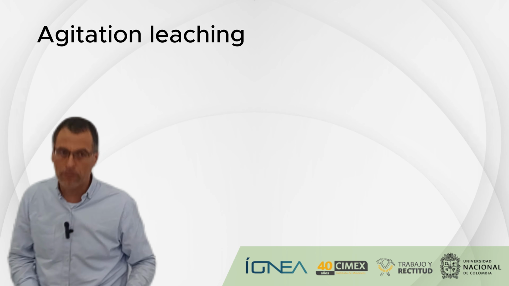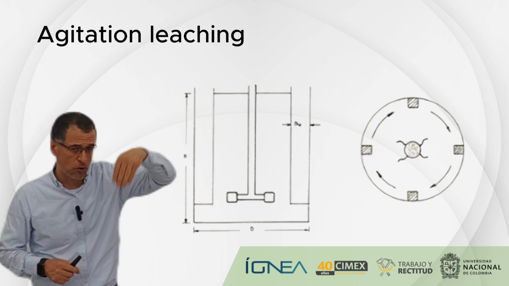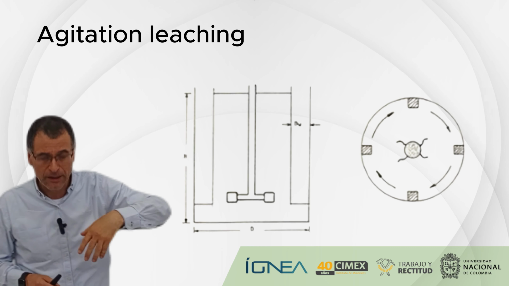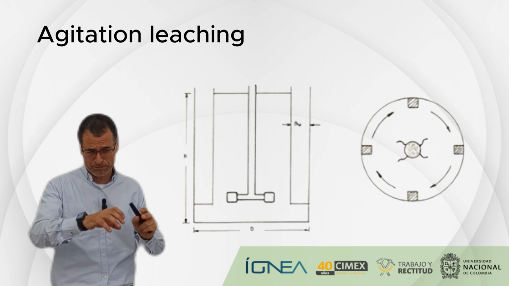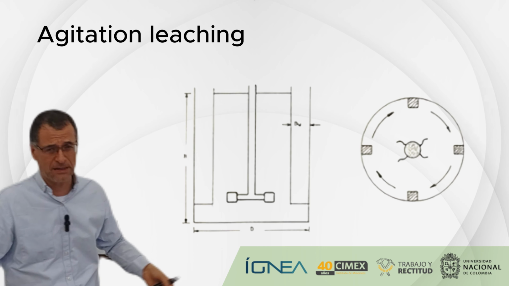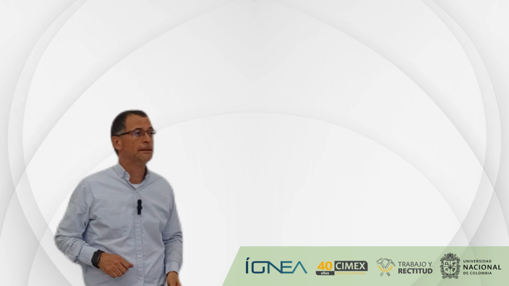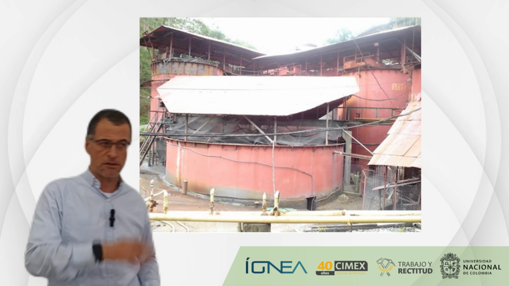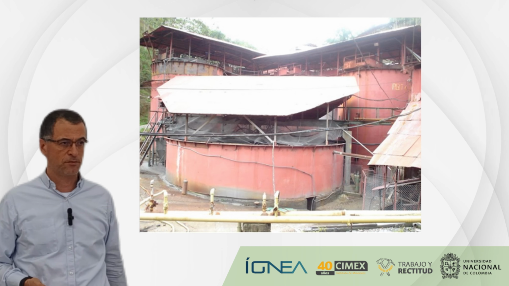This is one of the things we have to define. Another thing is to put some baffles, obstacles in the tank, in order to avoid the mineral being deposited in one place, at the bottom of the tank. Okay, there are some pictures of agitation tanks. It's very common, for instance, for the cyanidation process.